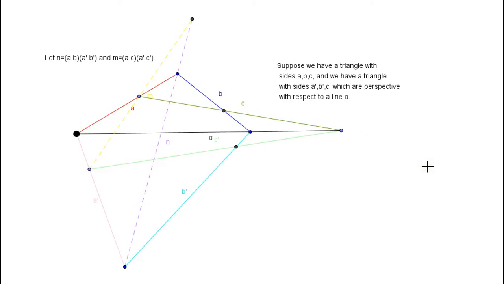Let's just talk about the colours for a second. I've tried to use red, blue and green to denote A, B and C, and dashes of course to represent things in the second triangle, no dashes for things in the first. And then now we have these two extra lines.